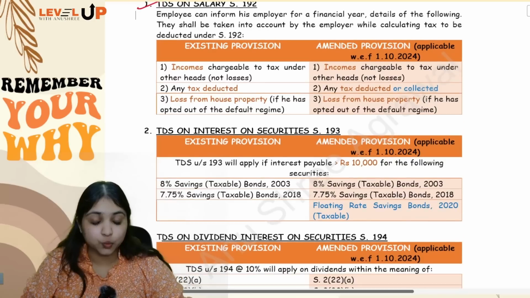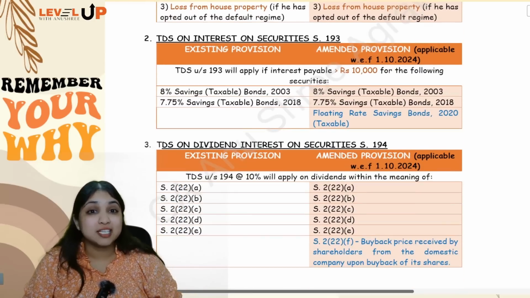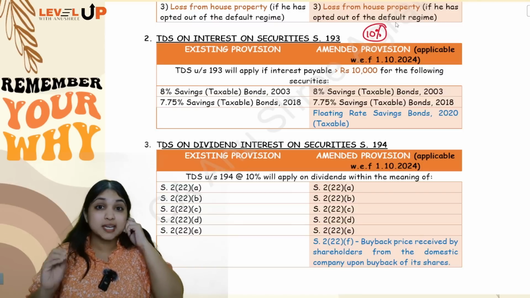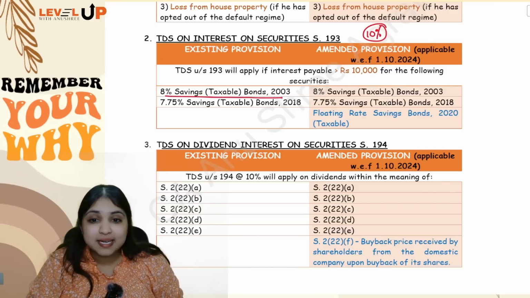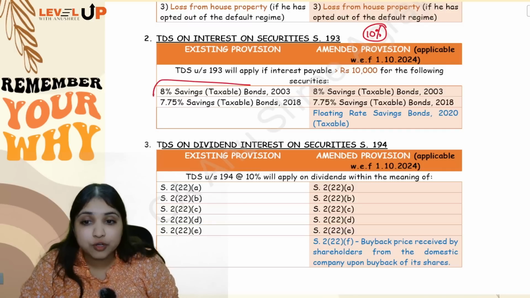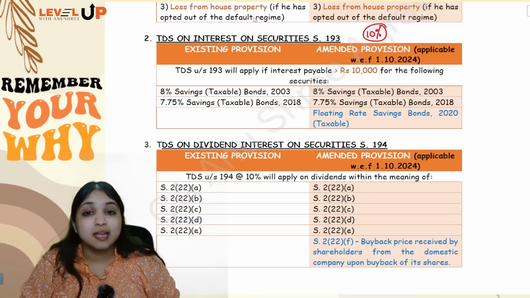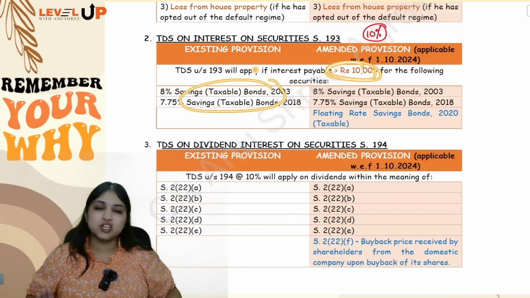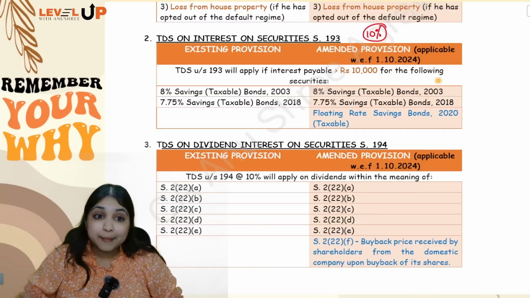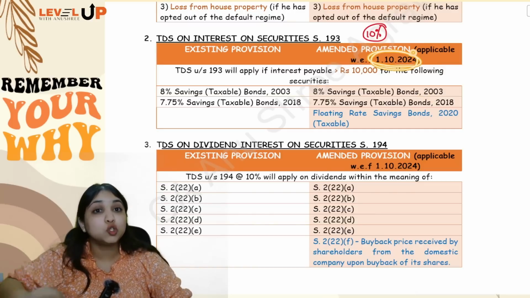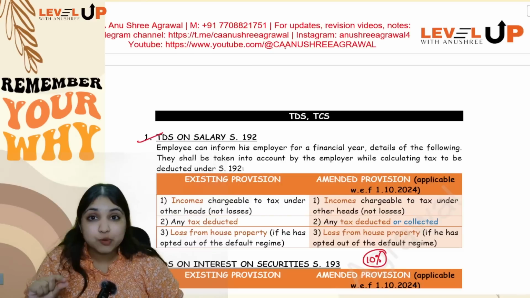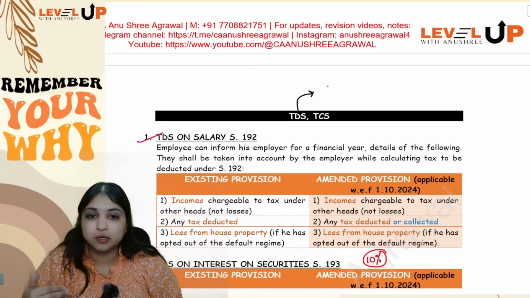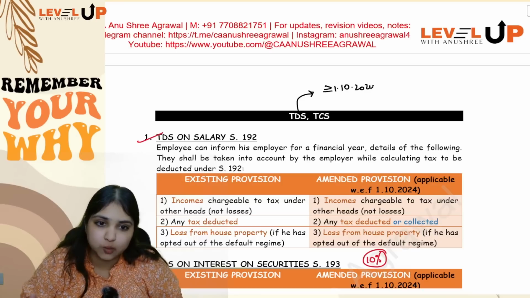Simple point, section 192. Then under section 193, TDS on interest on securities, 10% TDS guys on interest on securities other than government securities. Now here there is an amendment. Earlier the provision was like this: 8% savings taxable bonds 2003, 7.75% savings taxable bonds 2018. For these two bonds, for these two securities, if the interest was more than 10,000, only then section 193 TDS was applicable. Now, as per the amended provision, which is applicable with effect from 1st October 24, let me tell you, in the capital gains chapter, most of the amendments are from 23rd July 24, only buyback was 1st October 2024. In the TDS TCS chapter, the amendments are with effect from 1st October 2024.